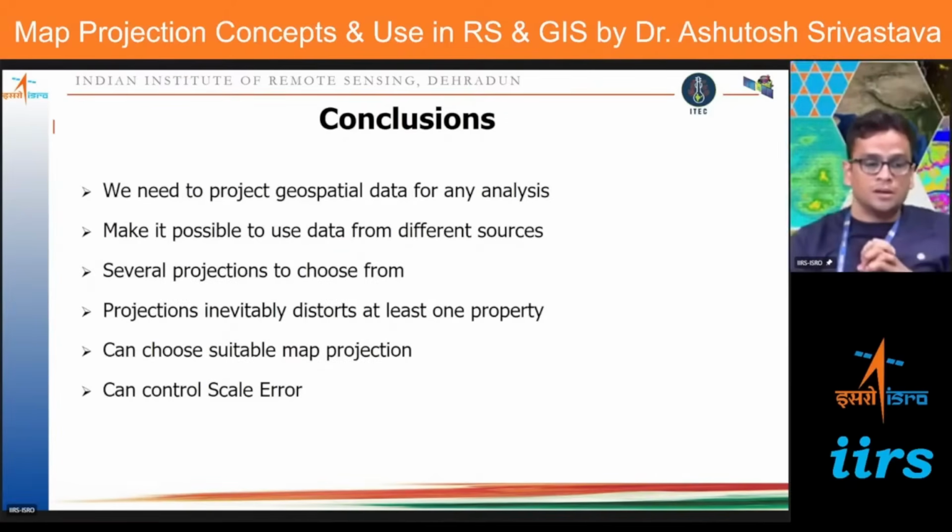Okay, there are several projections to choose from. So different projection systems will be available. We need to select a projection system which is more suitable for our objectives and which can control the errors.